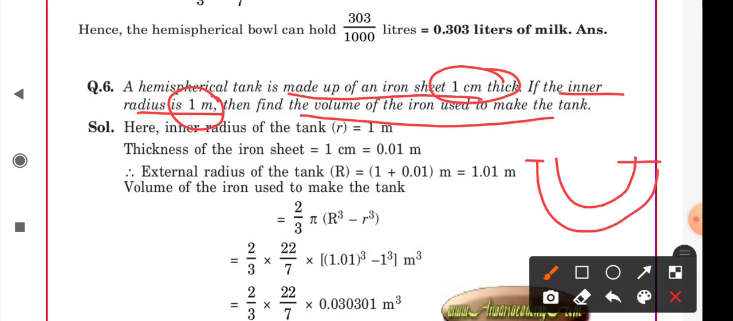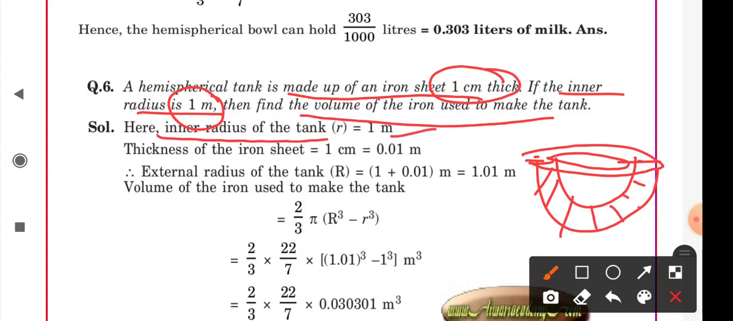You can see that it is hollow inside, and you have to find out how much metal is required to make this tank. This is the metal which is required to make this tank. So first, the inner radius is given, and this thickness is given in centimeters. You will convert it into meters. Therefore, the external radius you will find out: internal radius plus thickness, this much.